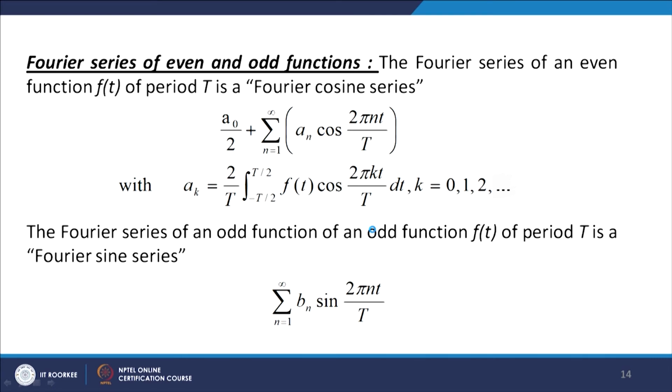Now, let us consider Fourier series of even and odd functions, which we have already seen. The Fourier series of an even function, as we have seen, is a Fourier cosine series, a naught by 2 plus sigma n equal to 1 to infinity of an cos(2 pi n t by T), with an given by 2 by T integral from minus T by 2 to T by 2 of f(t) cos(2 pi n t by T) dt, for n taking values 0, 1, 2 and so on. The Fourier series of an odd function f(t) of period T is a Fourier sine series, sigma n equal to 1 to infinity of bn sin(2 pi n t by T), as we have seen earlier.